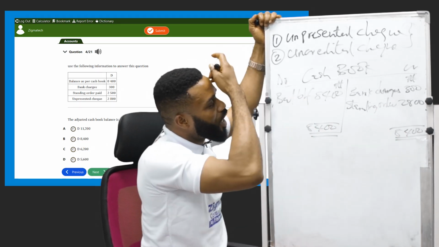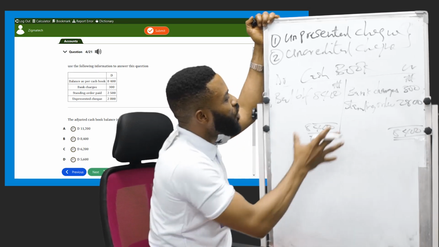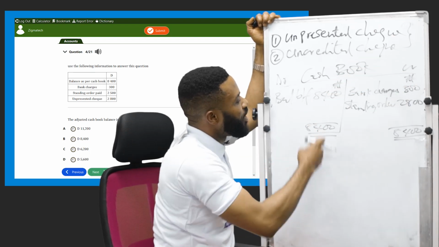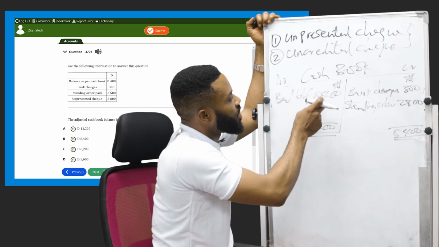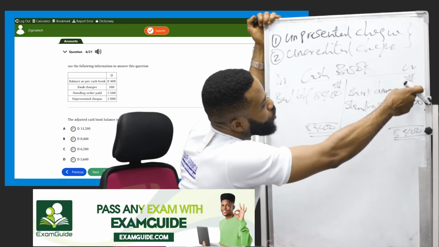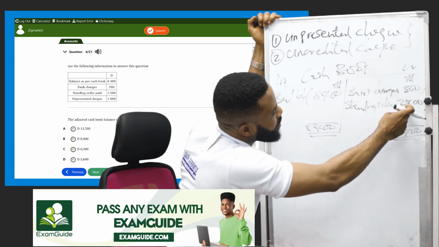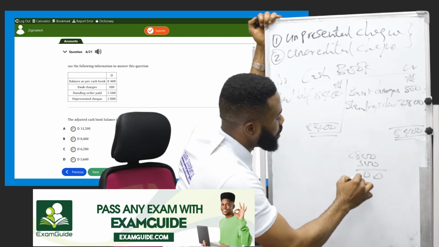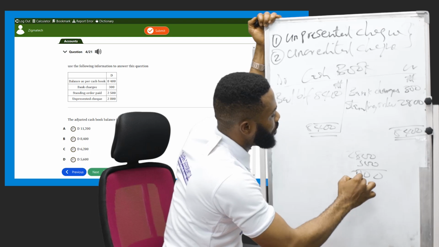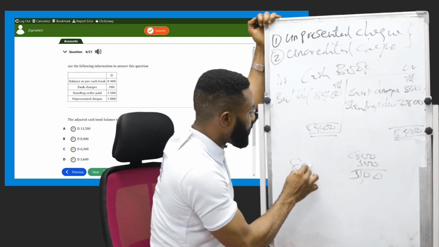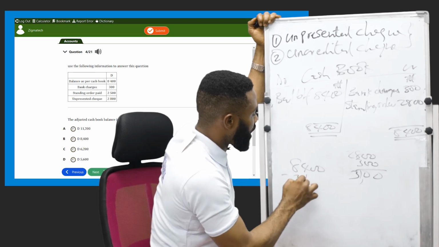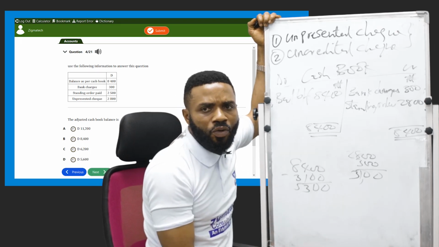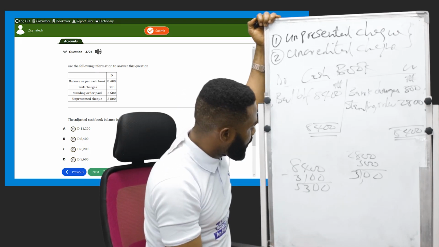We are not going to look at how to balance an account now, but anytime you have an account like this, you add the debit side, you add the credit side, and then compare. The reason I have 8,400 is because this side is higher than this side. Then if you add 2,800 plus 300, you have 3,100. Now 8,400 minus 3,100, you have 5,300.